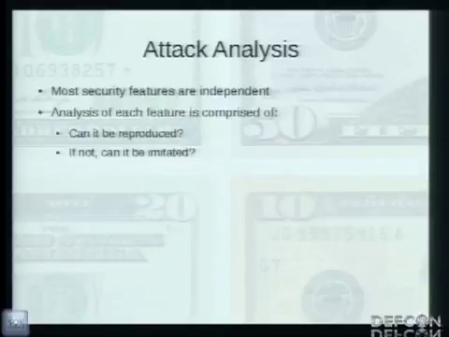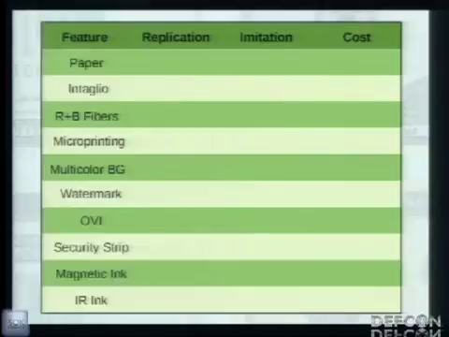So to analyze how good a job all these features do together, I looked at each feature to determine one of two things. First, could it be replicated? And this is within the scope of a small-scale operation. So say, a small group of people with money probably ranging anywhere from hundreds to probably tens of thousands of dollars. Replicated means creating the same feature using the same processes, or imitated, creating a facsimile of the feature which was suitable to pass.